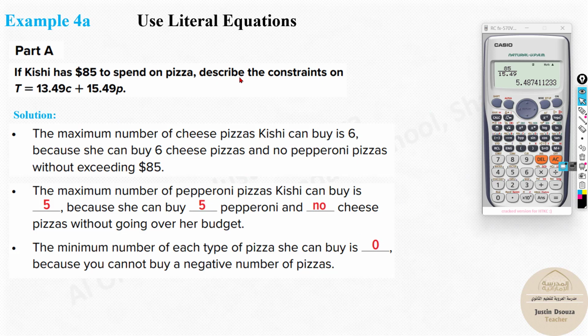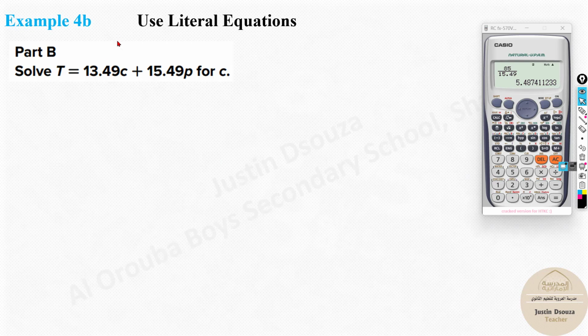Now that is the part A, just to describe these constraints. What happens over here? Maximum number of cheese pizzas, maximum number of pepperoni pizzas, and the least number of pizzas is 0. The part B is to solve for C. This is again simple. What happens? You need to take everything to the other side and leave C over here.